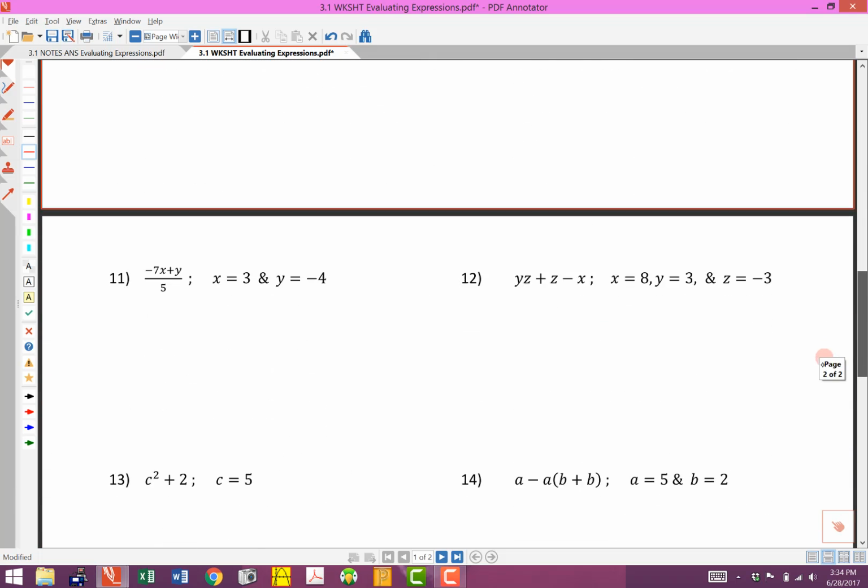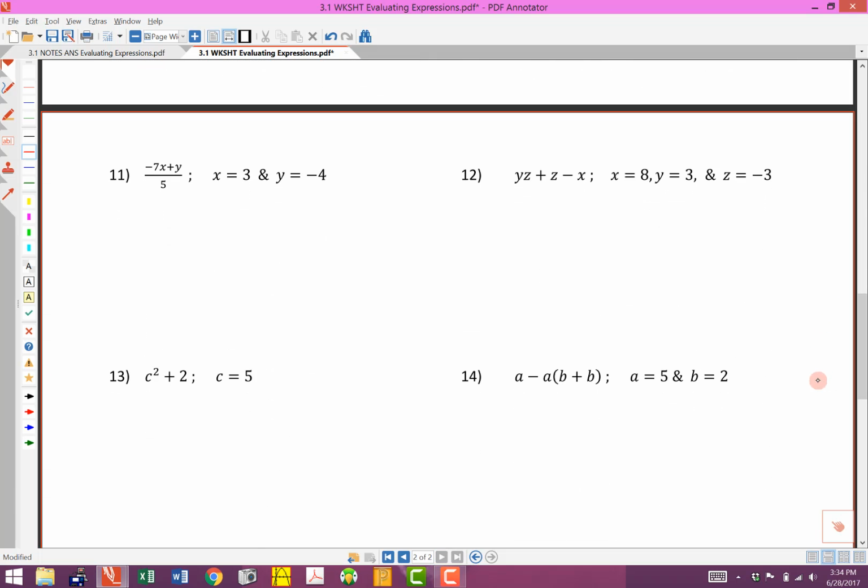Let's take a look at problem number 11 now. This one's a little bit more complicated. Notice the horizontal fraction bar. So let's see, we've got negative 7 times x. X in this case is 3. And then plus, it says y is negative 4. Now here's where it's really important that you use those sets of parentheses. Make sure, especially when you're plugging in a negative, you put the parentheses there. I've got my horizontal fraction bar, and then we've got the 5, and let's see what we've got here.